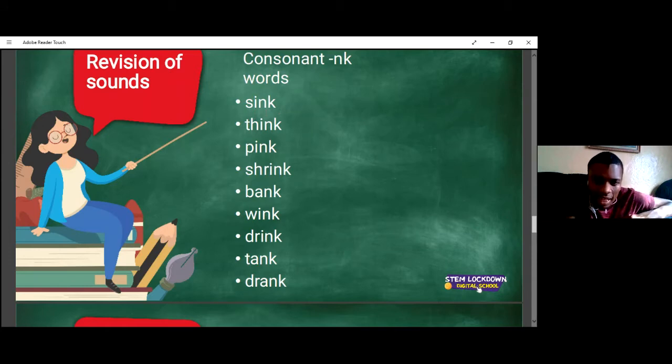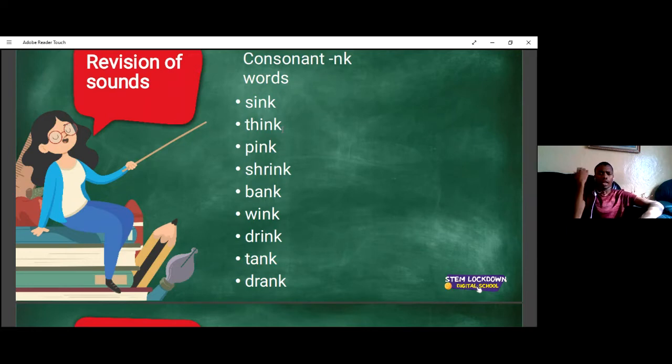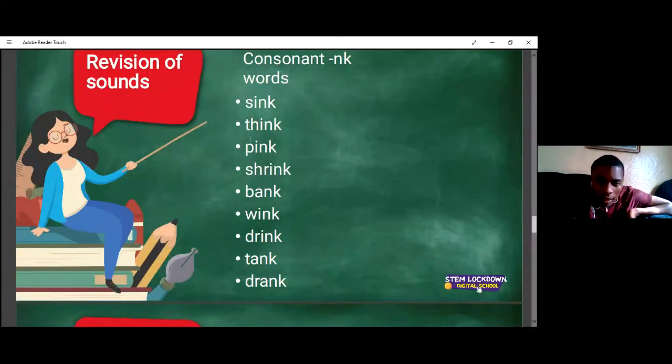Then think. Think is when you have an idea, or when there's something on your mind. Let's say you have a problem and you need to bring an idea to solve the problem. Then you have to think first. Even when you're doing your maths and trying to solve a problem, you have to think first before you answer. So that's think.